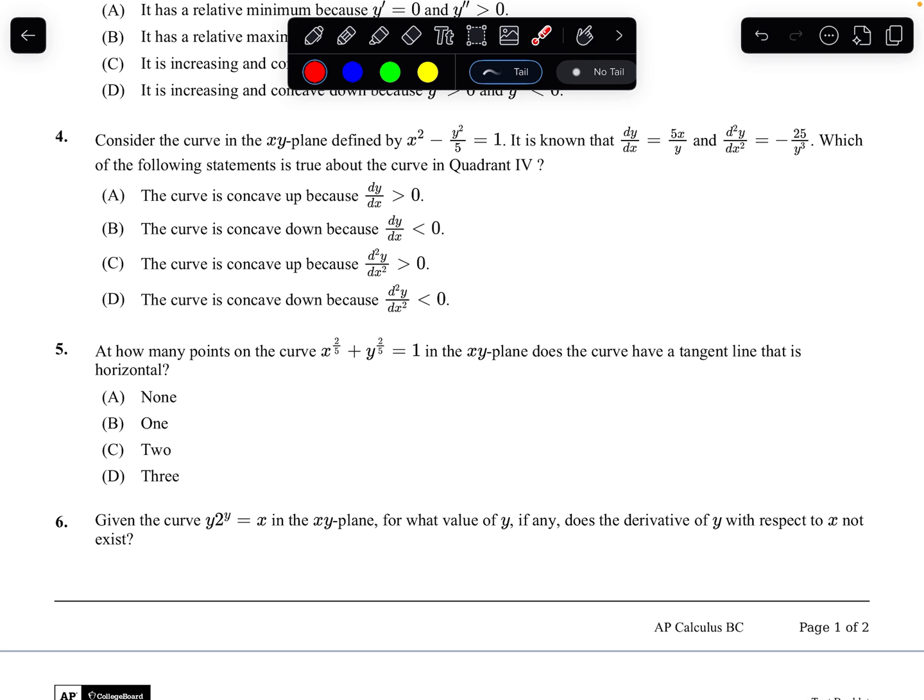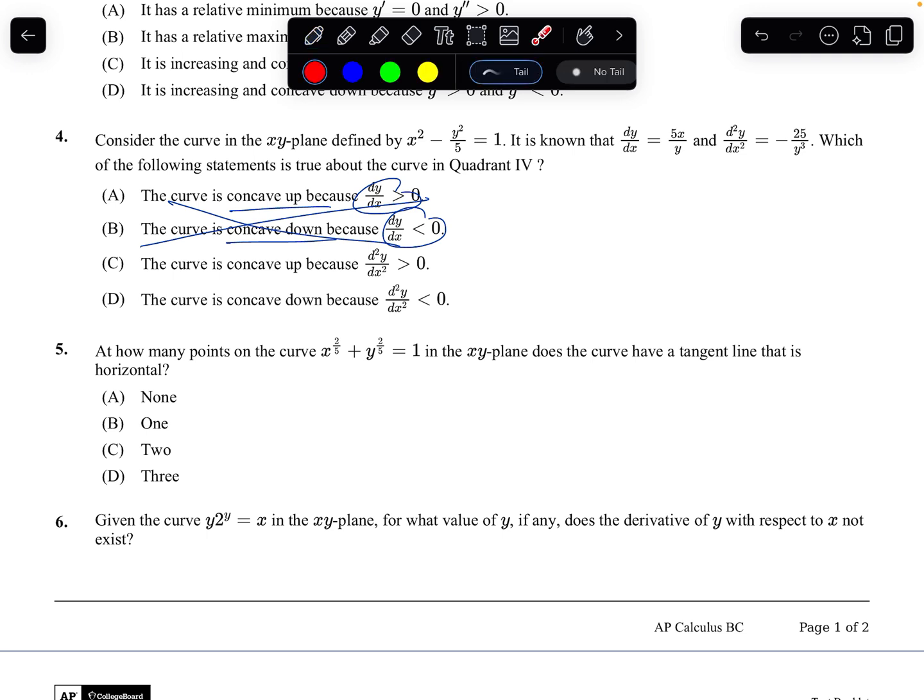All right, 4. Consider the curve in the xy plane defined by x squared minus y squared over 5 equal to 1. It is known that the first derivative is given here and the second derivative here. Which of the following statements is true about the curve in quadrant 4? The curve is concave up, concave down, concave up, concave down. Well, I know it can't be A or B because the first derivative does not determine concavity, so it's got to be C or D.